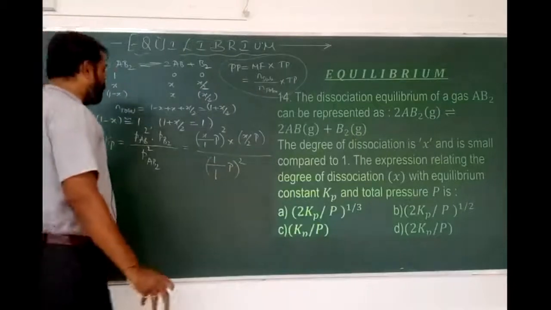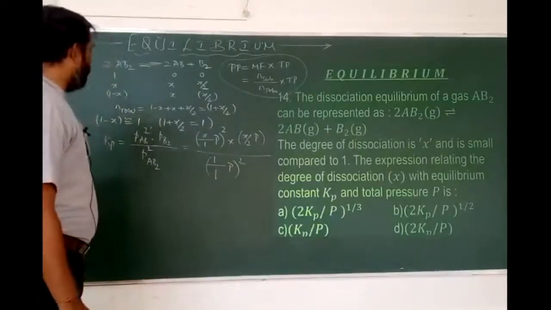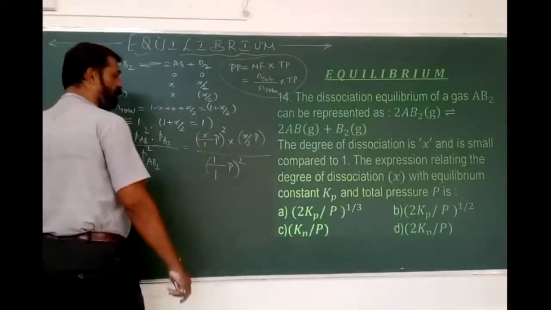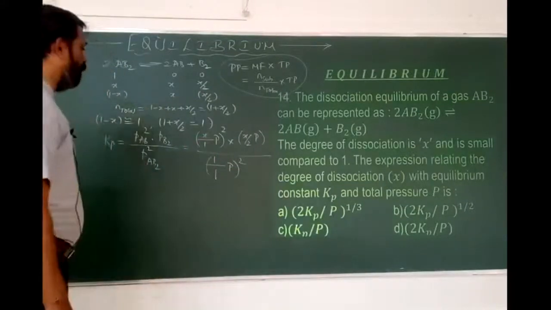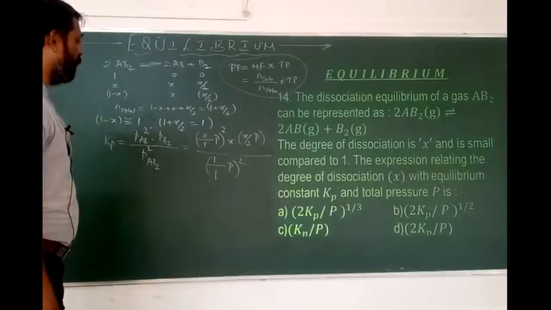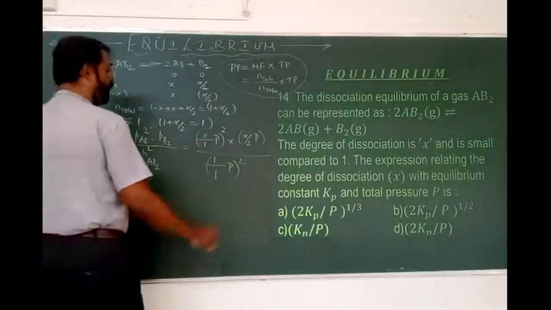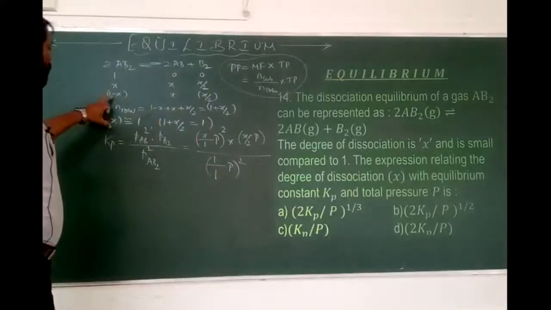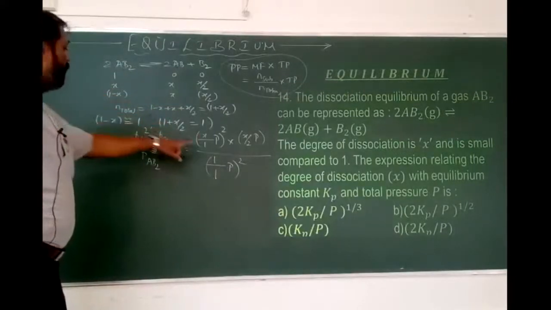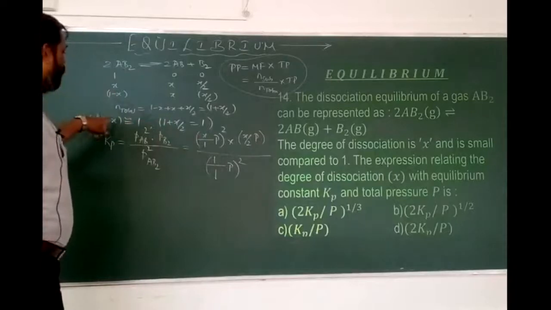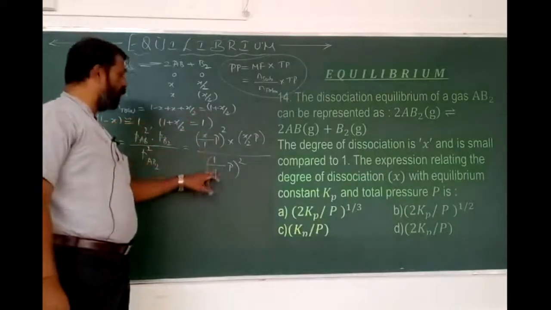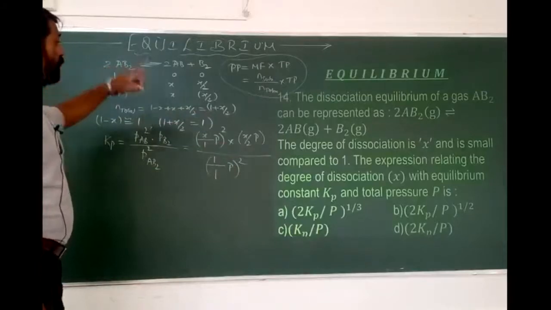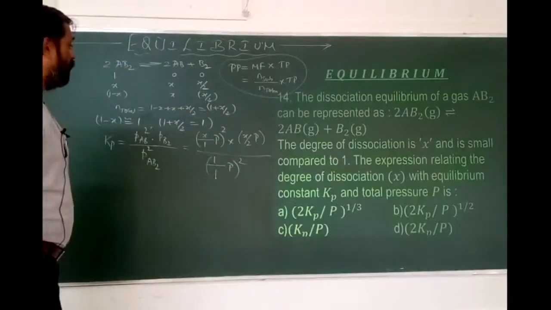So on simplification, what will I get here? X square divided by whole square. When I simplify that, it becomes Kp, and we have to get only the P. So P square times (1 minus X) divided by (1 minus X) is nearly equal to 1 divided by the total number of moles, which is 1 plus X, that is also 1, into total pressure P to the power of 2. So that is the total mole fraction whole square.